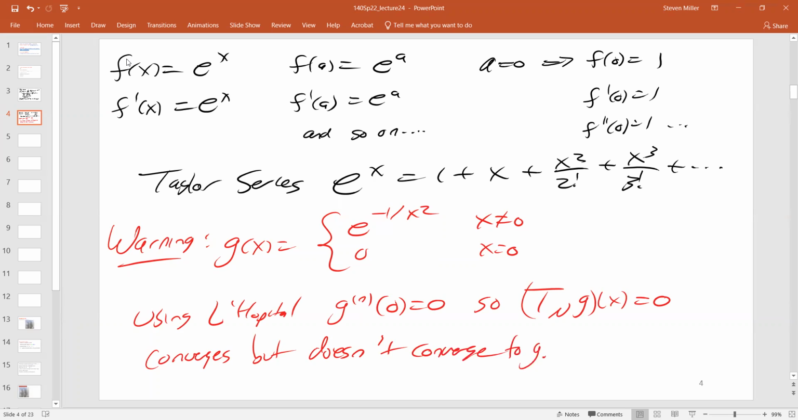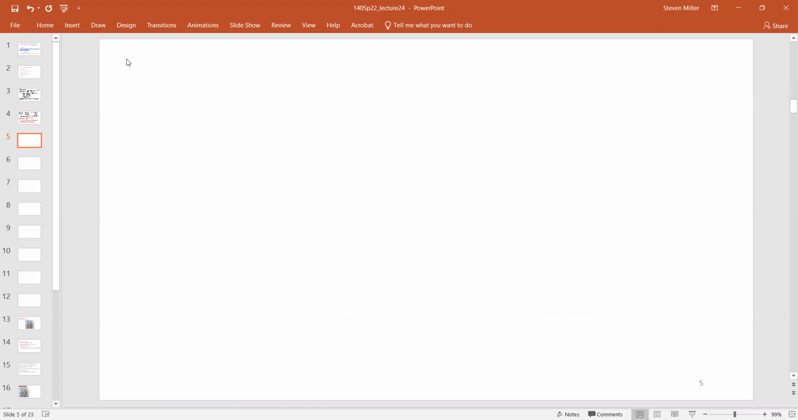And this should make you a little sad. If you converge, all right, we should be done. No, it's actually possible for the series to converge not to your original function. What this means is Taylor series do not uniquely determine a function.